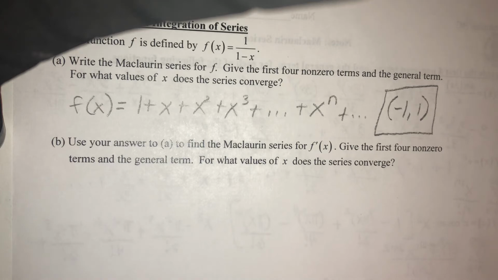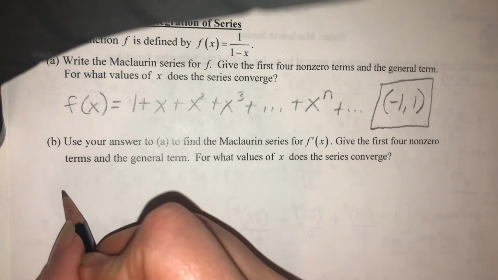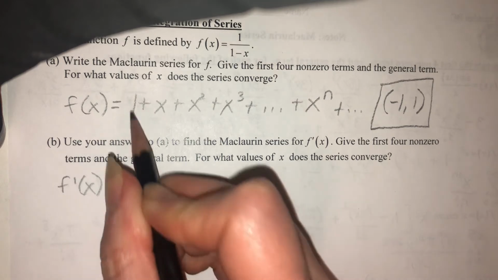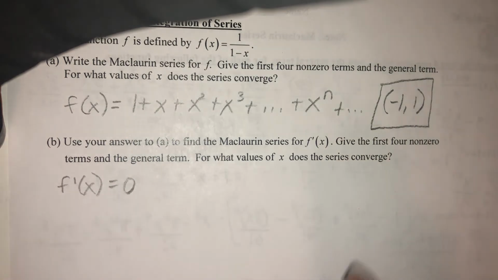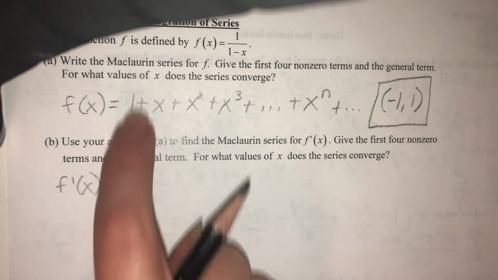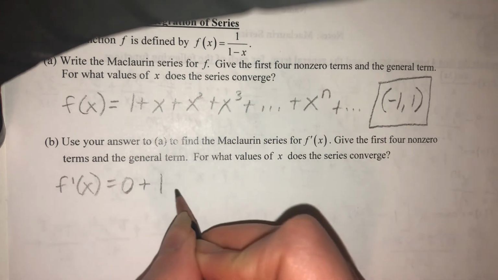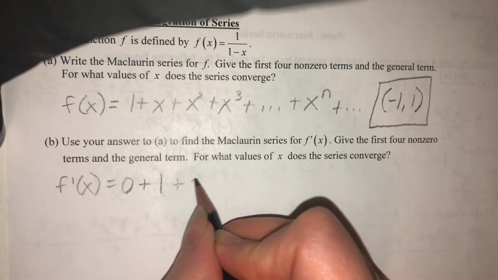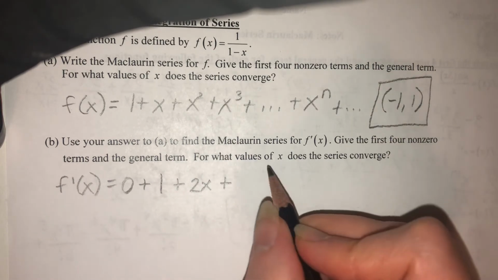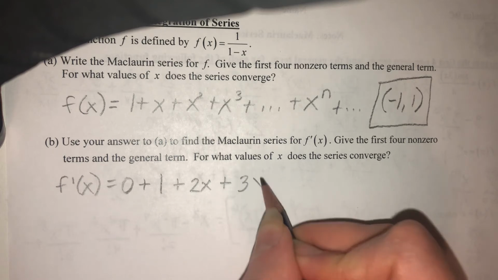Part B. Use your answer to A to find the Maclaurin series for f prime of x. Give the first 4 non-zero terms and the general term, and for what values of x does this series converge? So we're going to do the derivative. The derivative of 1 is 0. Now, it says the first 4 non-zero terms, so this one just zeroed out, so we can't really count it. The derivative of x is 1. The derivative of x squared is 2x. The derivative of x cubed is 3x squared.